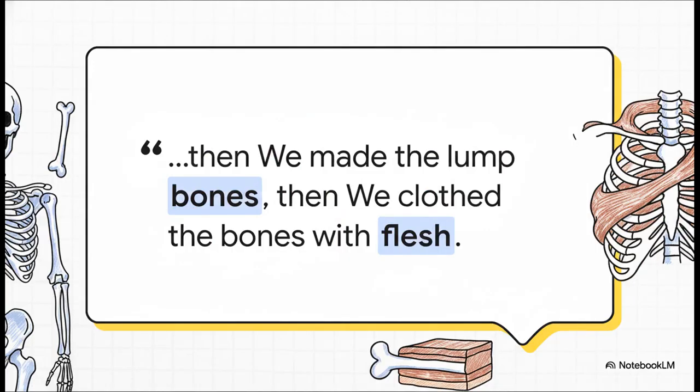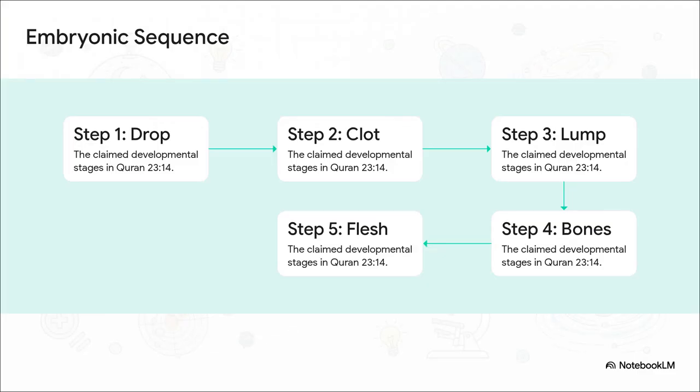And staying with that same verse, the analysis digs into the sequence of how the human body is supposedly built. The text lays out a very specific order. First come the bones, and then the flesh is added to cover them up. So you see, the source really emphasizes that it's not just about the stages themselves, but the specific order. The claim is crystal clear. Bones are fully formed first, and then the flesh comes along to cover them.